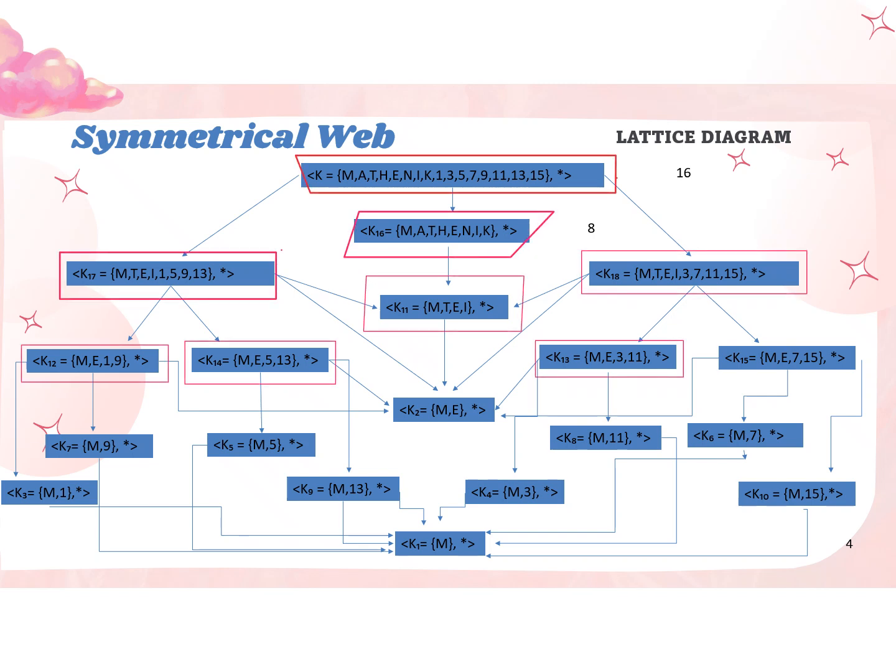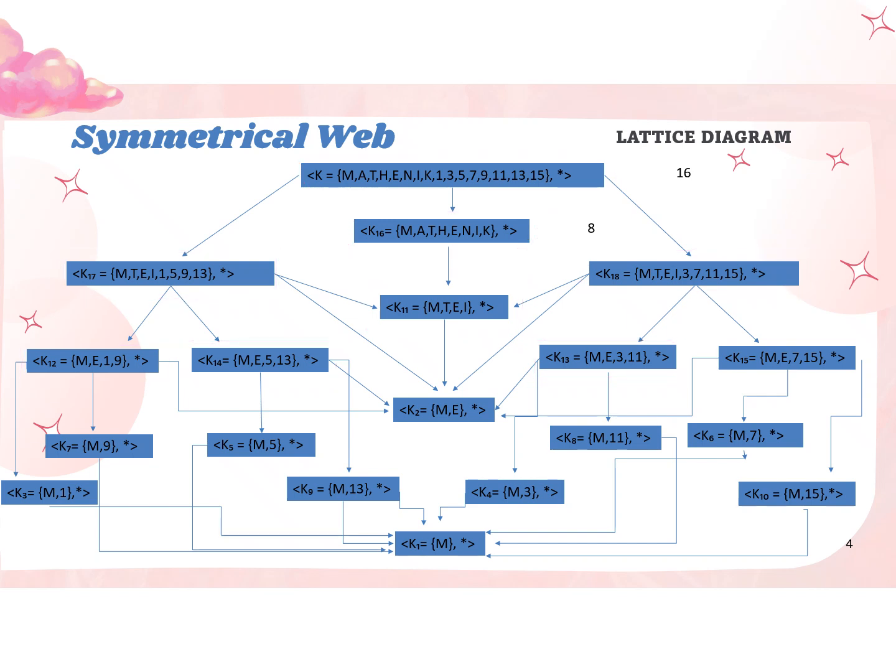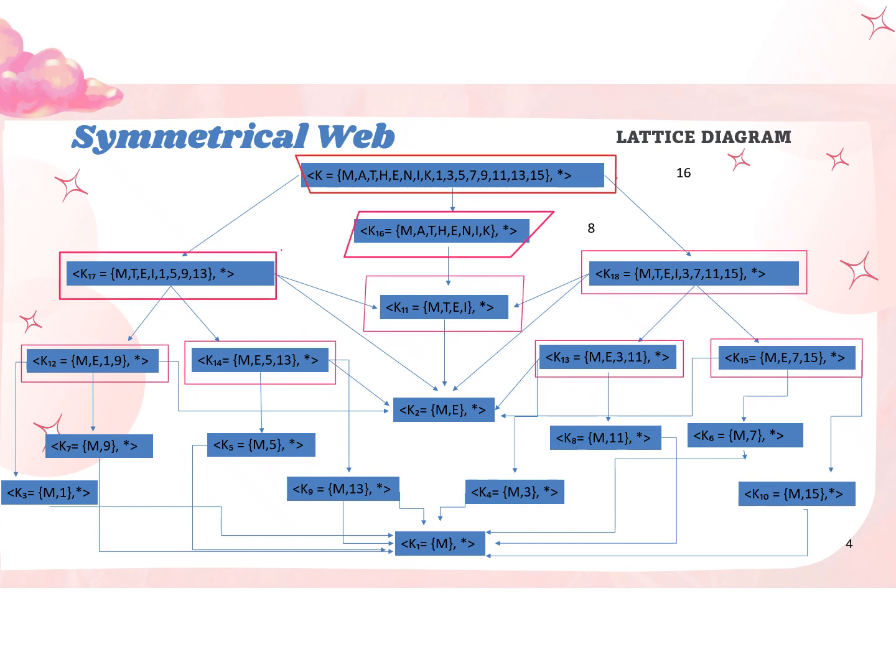containing the elements M, E, 5, 13 under the binary operation, and also K sub 15 containing the elements M, E, 7, 15. So we have 1, 2, 3, 4, 5 subgroups containing 4 elements. Now let us proceed to the subgroups containing 2 elements.